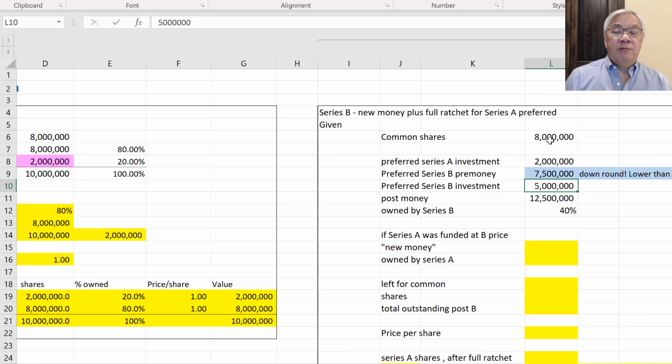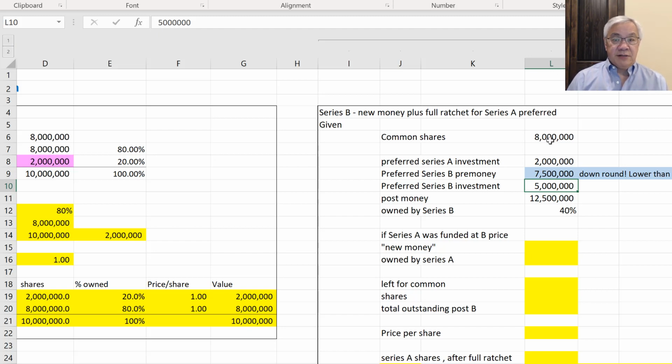All right, for the Series B, we need some more money. The common shares held by the founders is still the 8 million. The preferred A investors put in $2 million. The preferred B pre-money is 7.5. Now notice that the post money in Series A was 10 million. So now we're offering a pre-money of 7.5. That's a down round. It needs to be at least 10 million to avoid this problem.